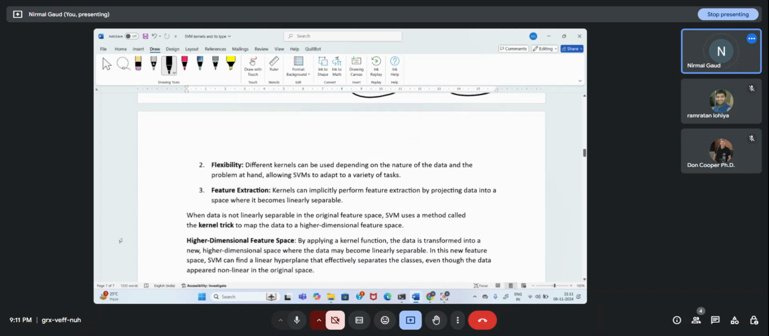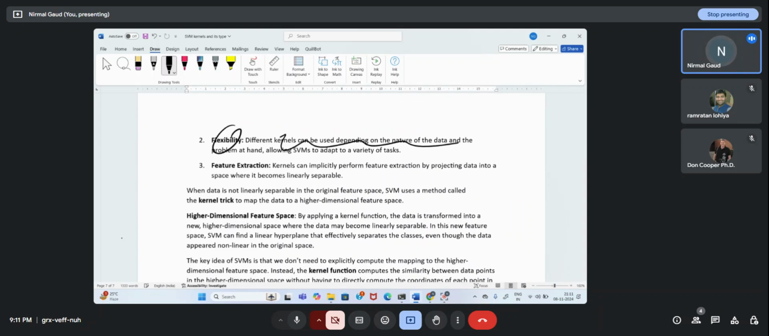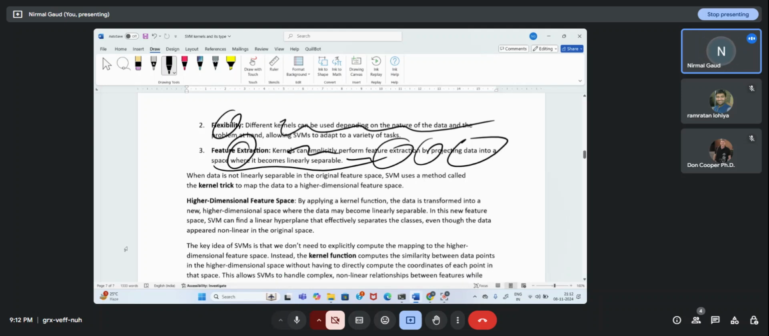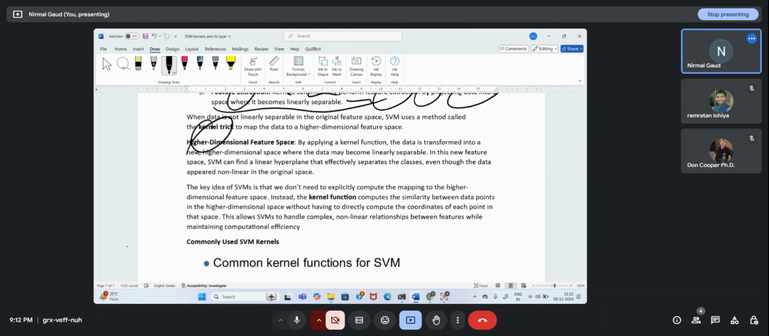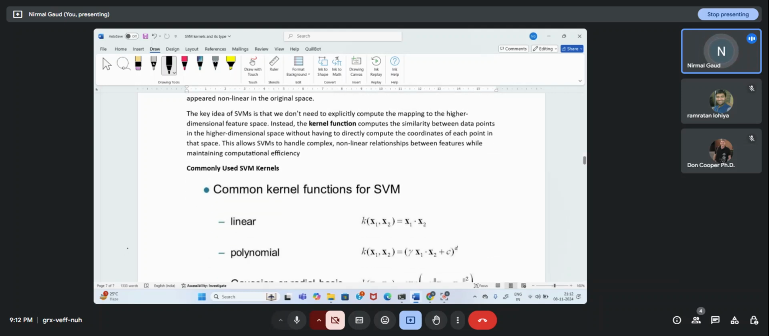Okay, got it. So it is flexible; depending upon the nature of the data, you can select your kernel. Feature extraction: a kernel can implicitly perform feature extraction by projecting data onto the space. We can perform the feature extraction, and that's what we call the kernel trick. Higher dimensional feature space means projecting the data from lower dimension to higher dimension. The key idea is this: no need to explicitly compute the mapping to higher dimension. Instead, the kernel function computes the similarity between the data points.